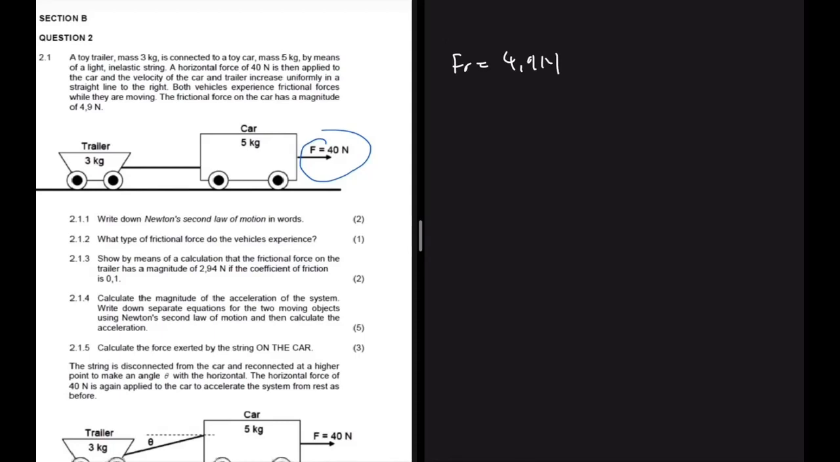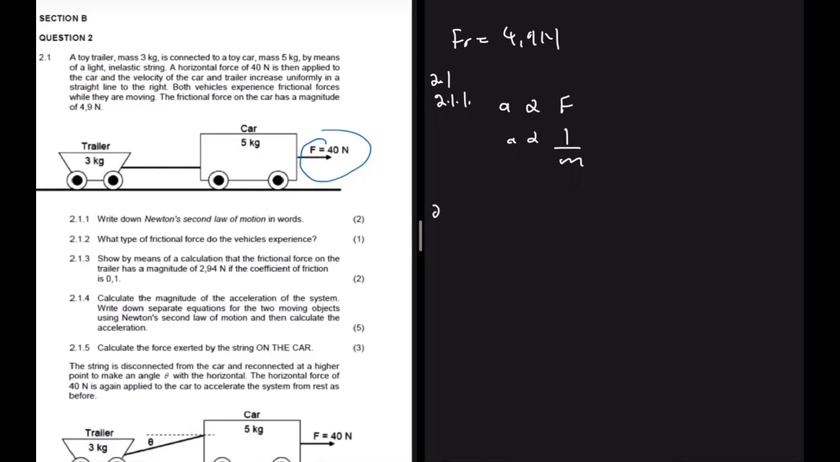And then the first question, 2.1.1, says write down Newton's second law of motion in words. It states that when a net force acts on an object, the object will accelerate in the direction of the net force with an acceleration that is directly proportional to the force and inversely proportional to the mass of the object. That is, the acceleration is directly proportional to the force acting on the object, and is inversely proportional to the mass of the object.